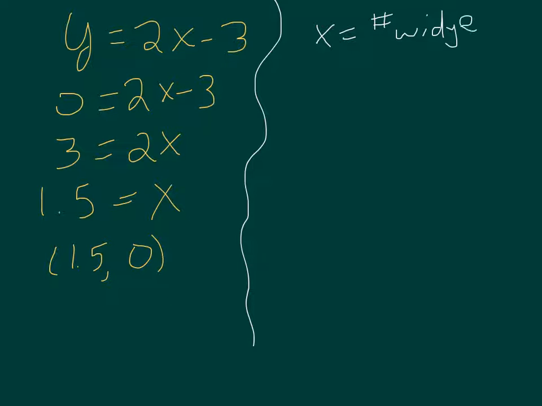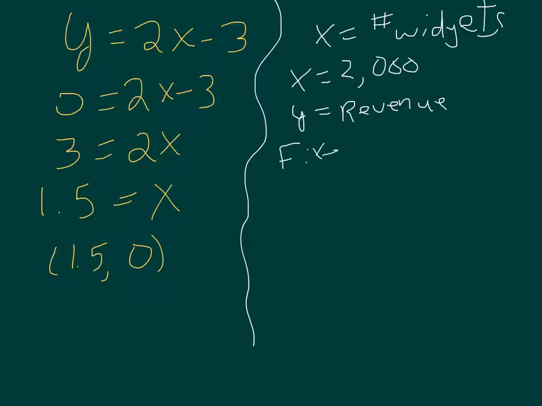Okay? And for some reason, we only made 2,000 widgets. Okay, that's all we have to sell. You can think of y as your revenue, okay? And you can think that the minus 3 is our fixed cost of doing business. It cost us 3 units to start production.